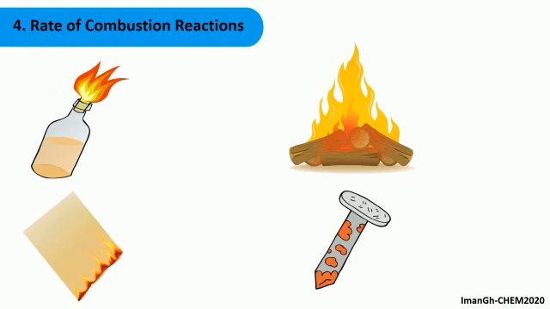The following figures show combustion reactions of different substances: rubbing alcohol or ethanol, paper, wood, and rusting nail. These reactions differ by their rate or speed. Combustion of ethanol is very fast, while burning of a paper is fast, and burning of wood is slow. They all produce heat. However, rusting of iron is very slow and doesn't produce heat.